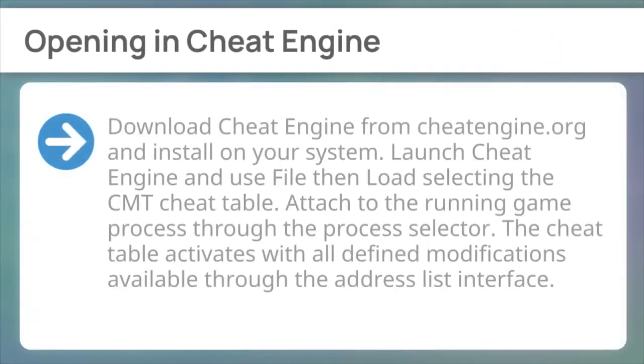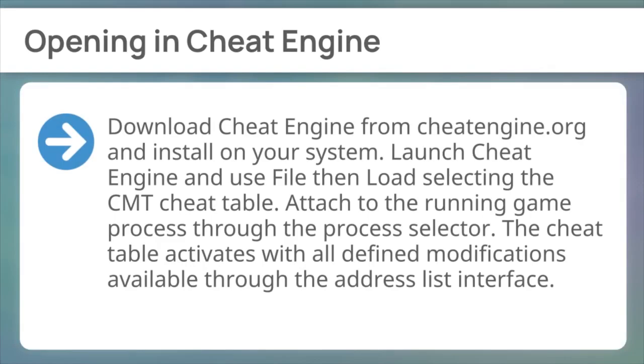First, opening in Cheat Engine. Download Cheat Engine from cheatengine.org and install on your system. Launch Cheat Engine and use File then Load, selecting the CMT cheat table. Attach to the running game process through the process selector. The cheat table activates with all defined modifications available through the address list interface.